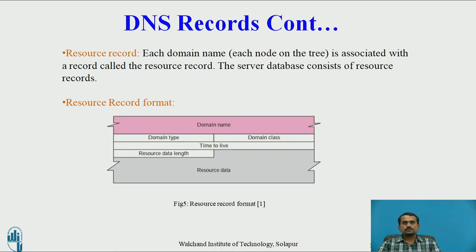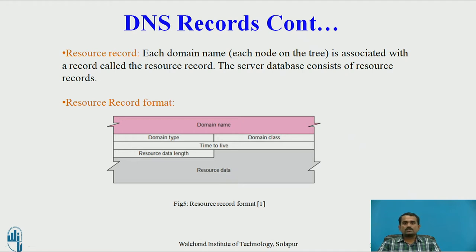Now DNS records. Resource record. Each domain name in the tree is associated with a record called the resource record. The server database consists of resource records. This is a block diagram for the resource record. It contains many subfields: domain name, domain type, domain class, time to live, resource data length, and resource data. Let us see them one by one in detail.